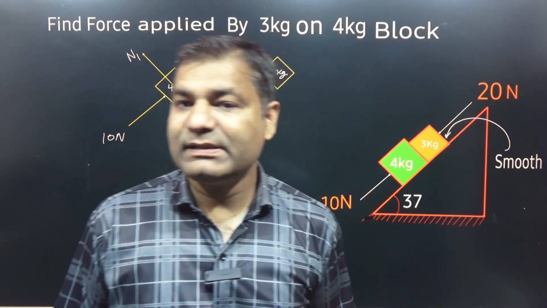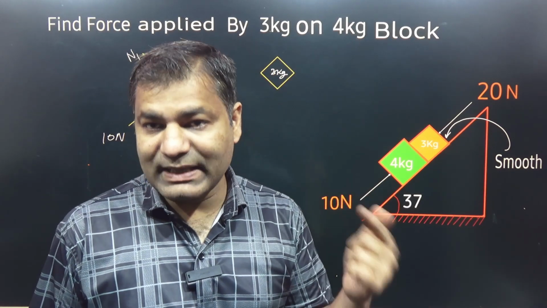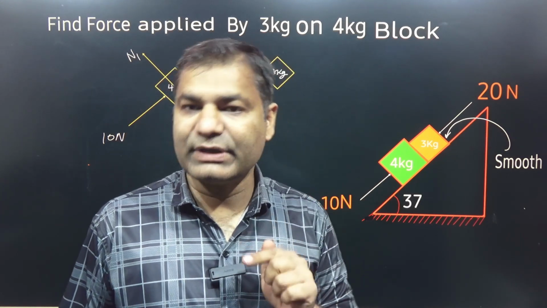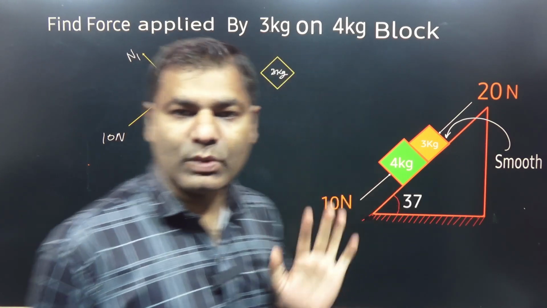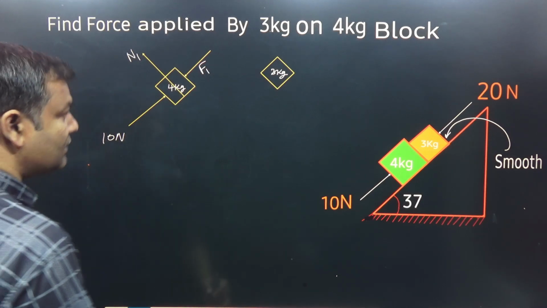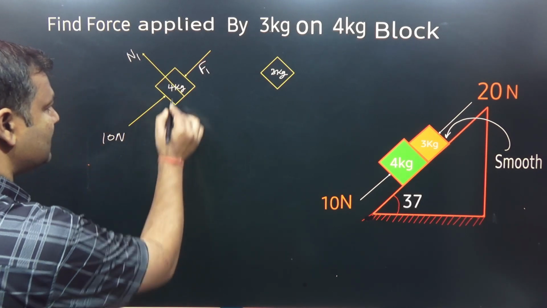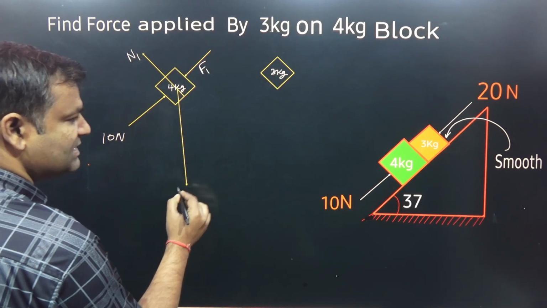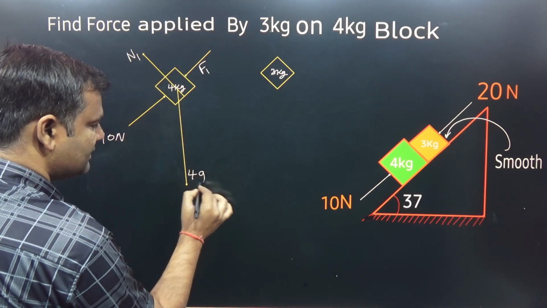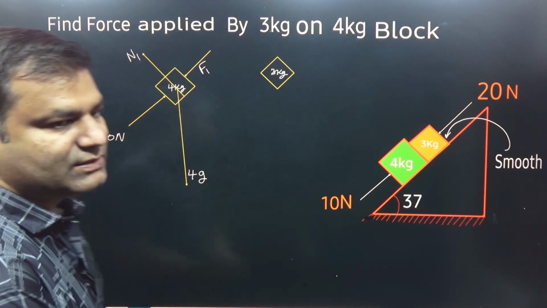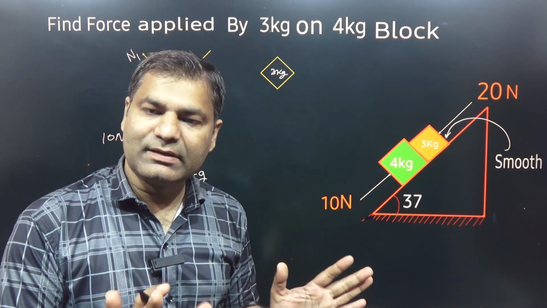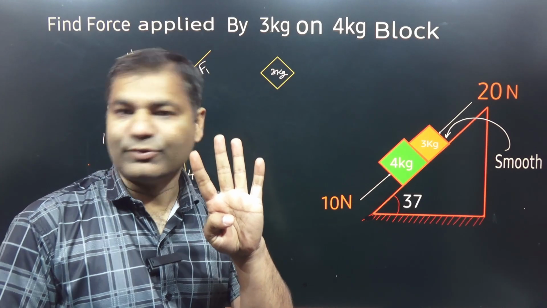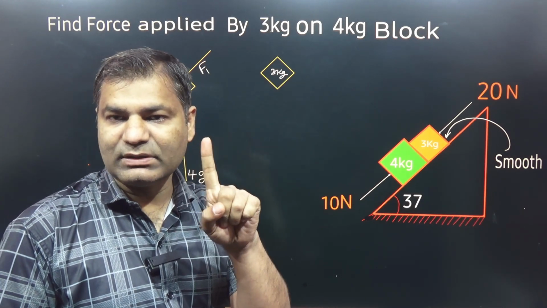Clear? After the direct contact forces comes the indirect contact force, which is only due to gravity. Gravity always works in the downward direction, so mg works like that. That is mg, and mg is 4 into g, mass into acceleration. So how many forces work on the 4 kg block? 4 forces: 3 direct contact and 1 indirect contact.